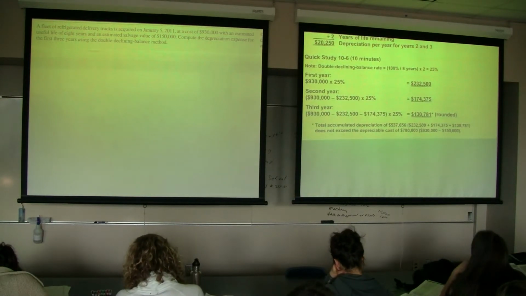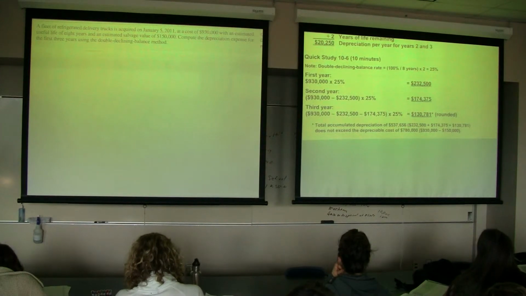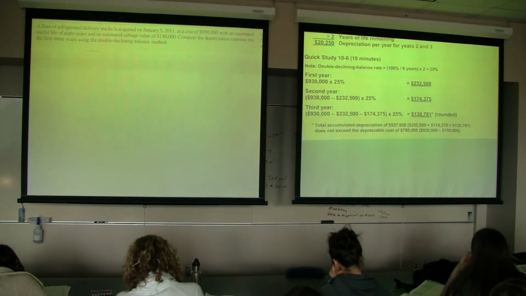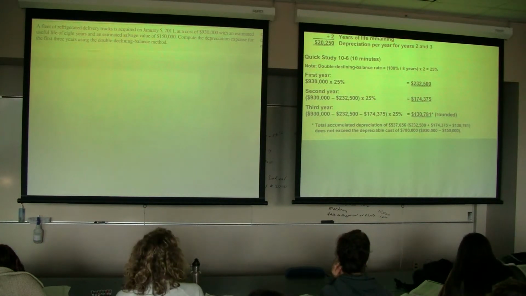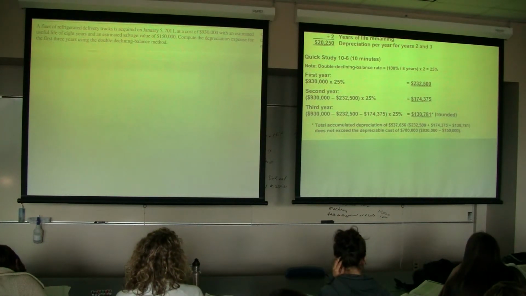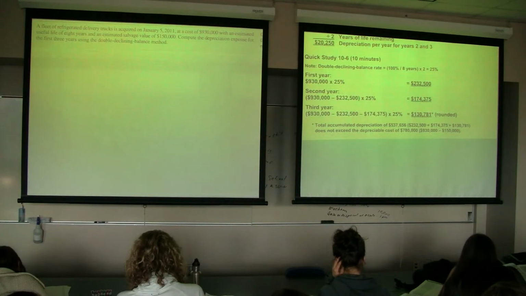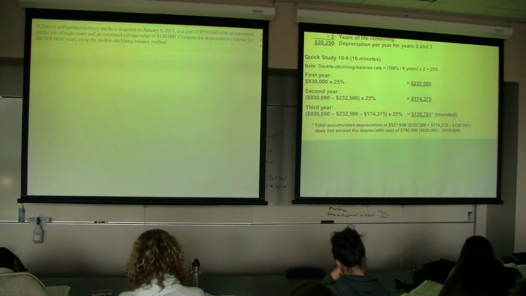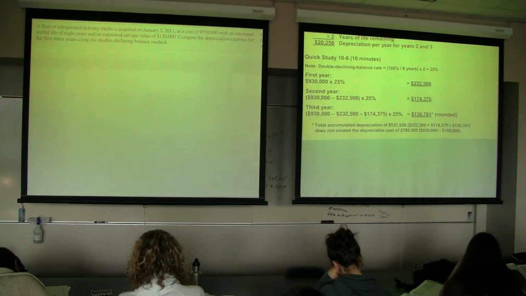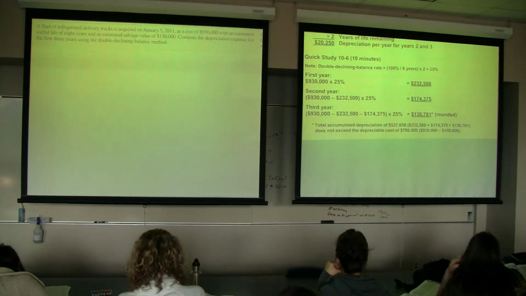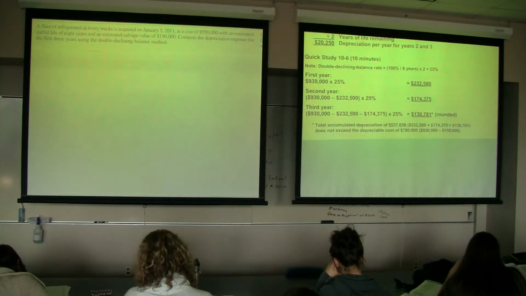Okay. And the total accumulated depreciation doesn't exceed the depreciable cost. Okay? Does that make sense? And all that last sentence says is you've got to stop short of depreciable cost. You can't go below the estimated salvage value. It's another way of saying the same thing. All right?